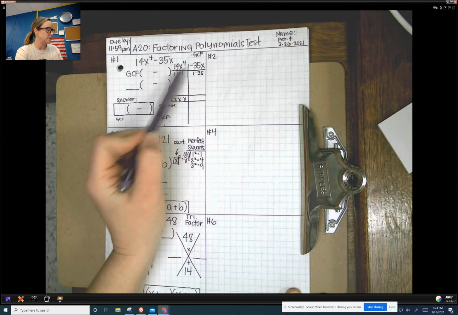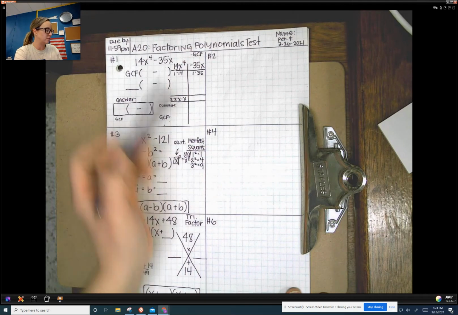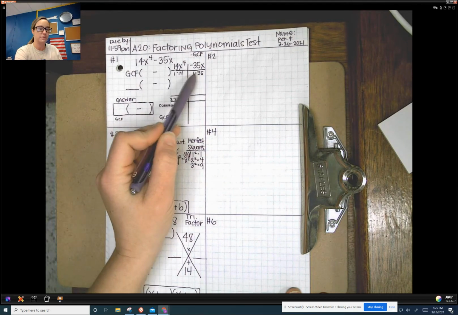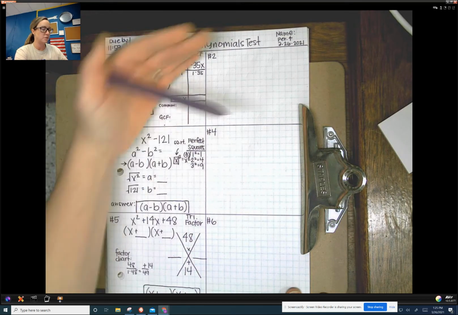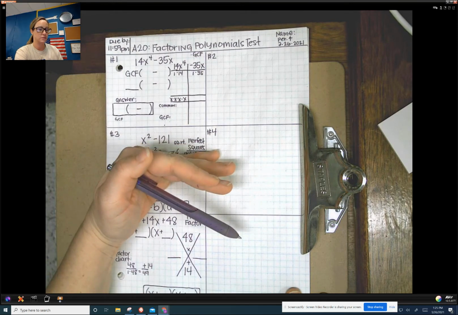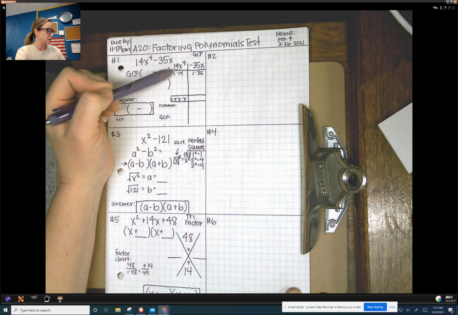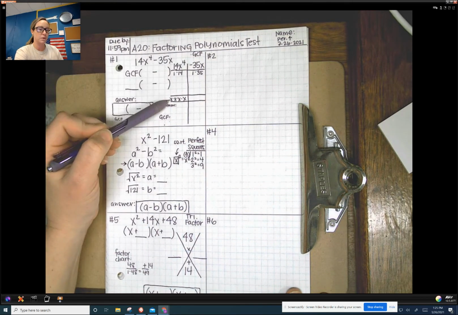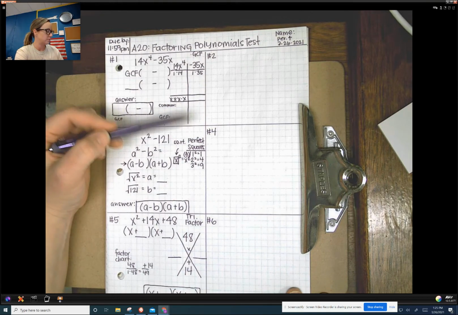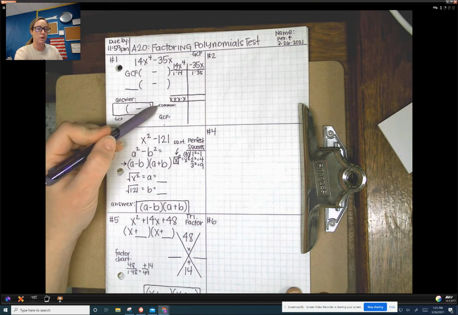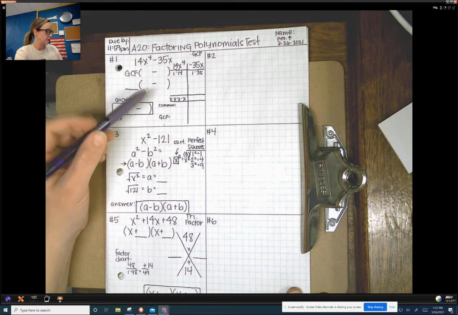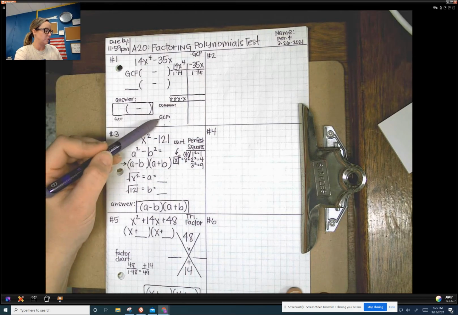I also need to see your factor charts. Now, I started at 1 times 14 and 1 times 35. You're responsible for all of the factors, including the variables. I did the variable for this one. You obviously are going to fill in the rest of the chart. I also need to see what factors they have in common. From that list, you can tell me what the GCF is.